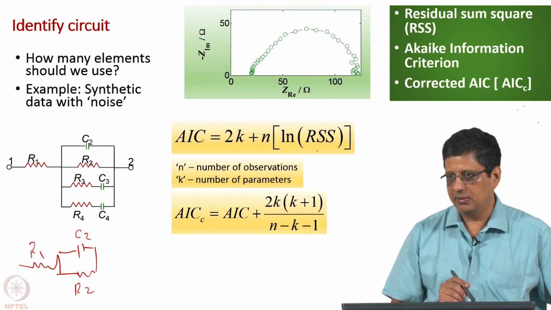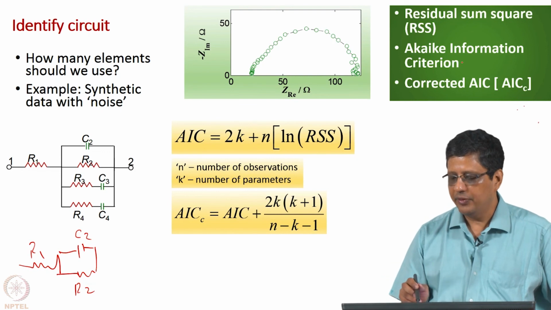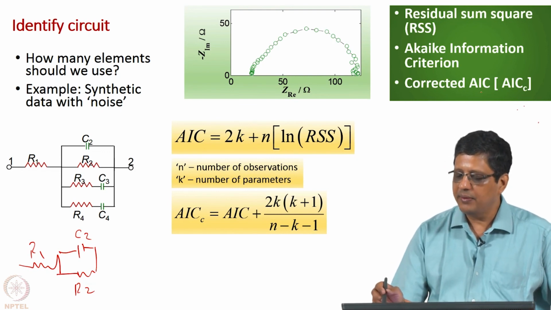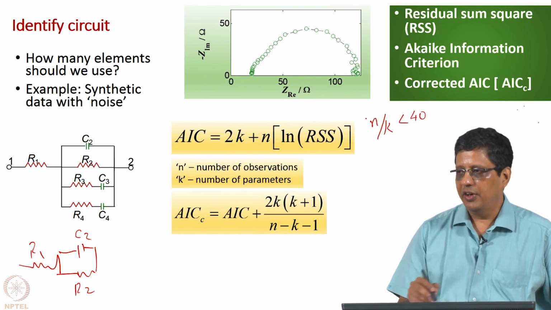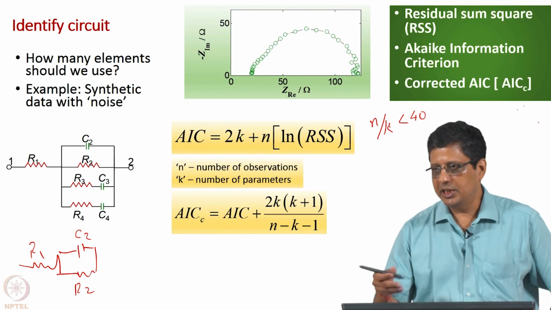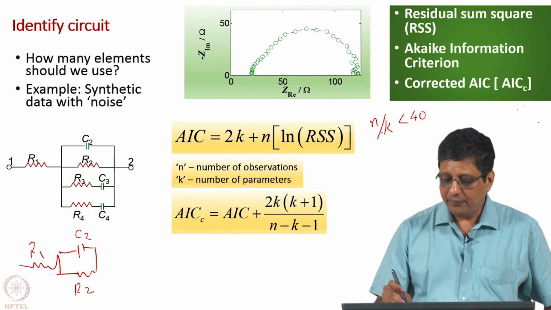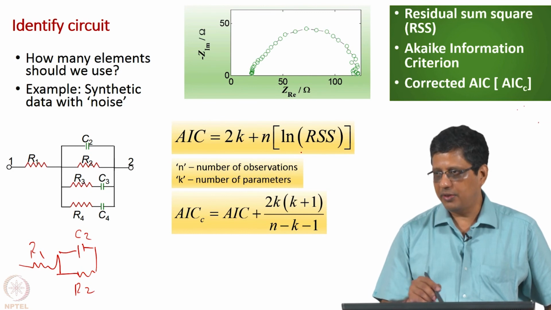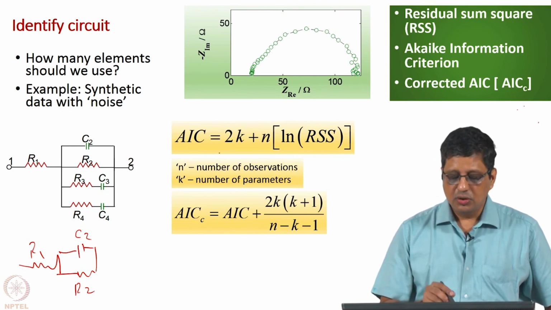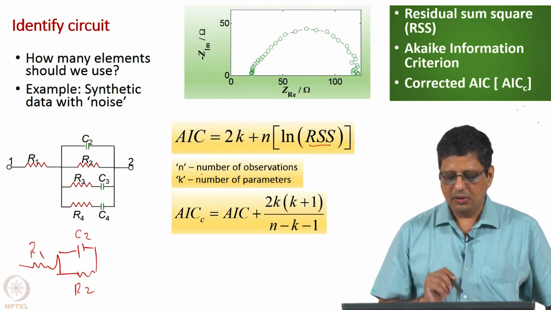N is the number of data points and I keep adding more and more parameters. There is a criterion called the Akaike information criterion, and when the number of data points is less than 40, n by k. If I have 50 data points, I have 2 parameters, 3 parameters, 4 parameters. When it is less than 40, I need to use a slightly different formula. It is called corrected AIC, because the original has some assumptions which are suitable for a large number of data points. So, I can calculate the residual sum of squares and multiply that by the number of observations.